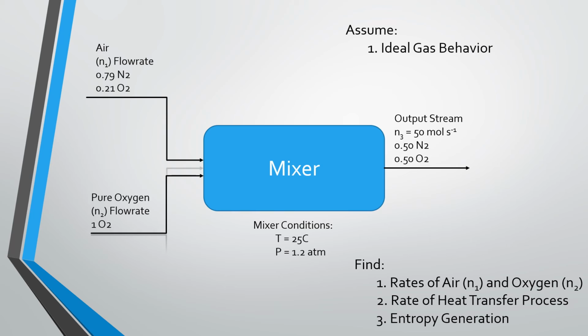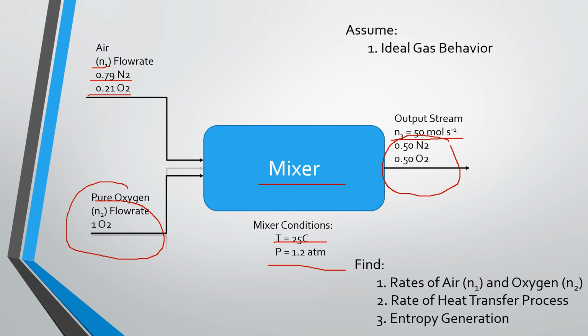In this problem, we are given two inlet streams of air with a mole fraction of 0.79 N2 and 0.21 O2 and a known flow rate denoted as N1, and a pure oxygen stream with a known flow rate N2. These two streams are mixed at constant conditions of 25 degrees C and 1.2 atm. So after mixing, the effluent from the mixer produces an outlet stream with a flow rate N3 of 50 mole per second with an equimolar composition of O2 and N2.